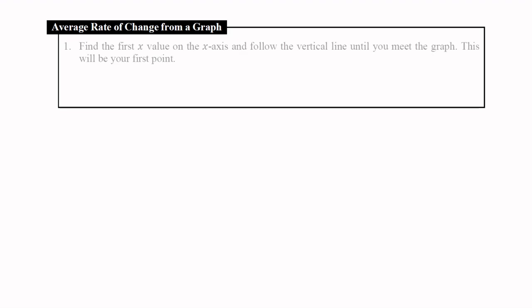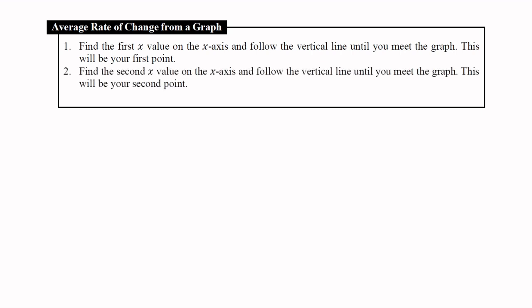Average rate of change from a graph: you're first going to find the first x value on the x-axis and follow the vertical line until you reach the graph. This will be your first point. Find the second x value on the x-axis and follow the vertical line until you meet the graph. This will be your second point. Plug both points into your average rate of change formula and simplify.